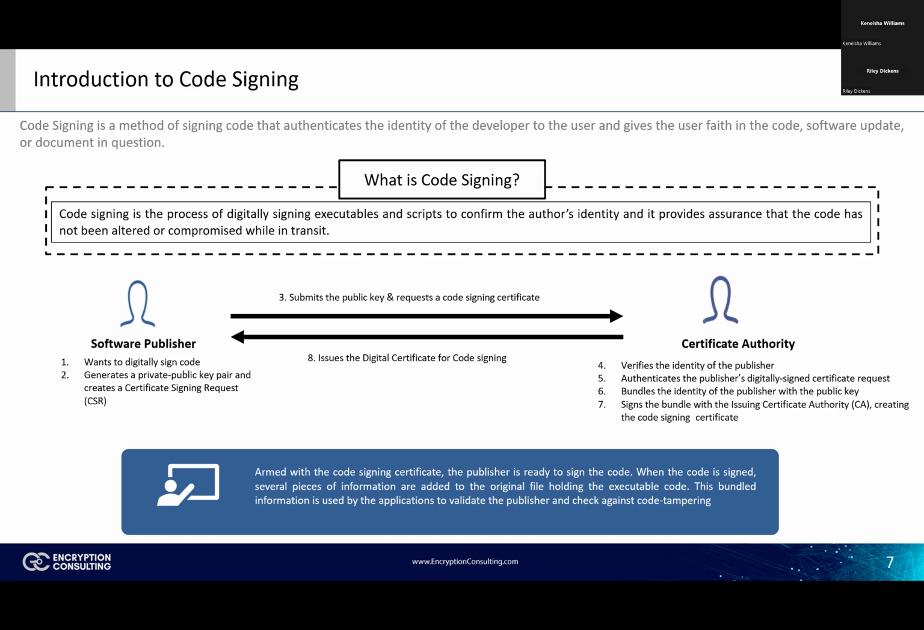So now that all the verification and authentication has gone through, the certificate authority will bundle the identity of the publisher with the public key and sign that bundle with a digital signature from the issuing certificate authority, which creates that code signing certificate. Now the certificate authority will issue that digital certificate over to the software publisher, and they can begin to sign code.